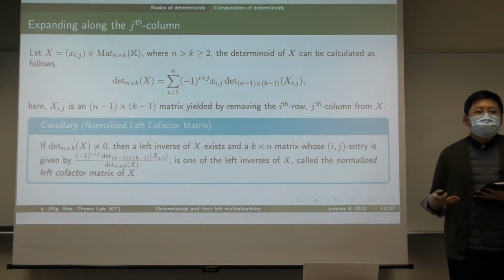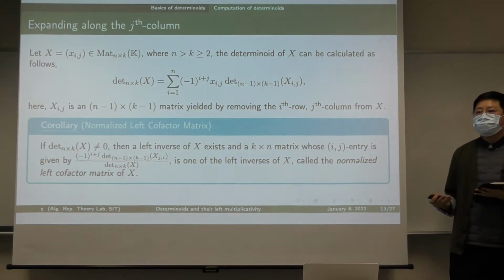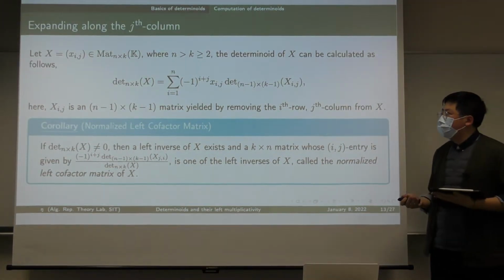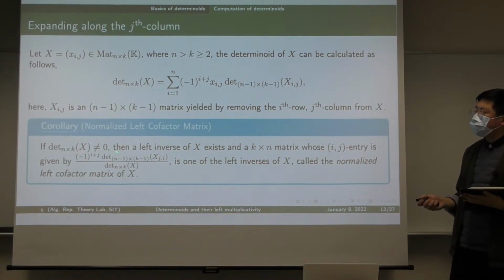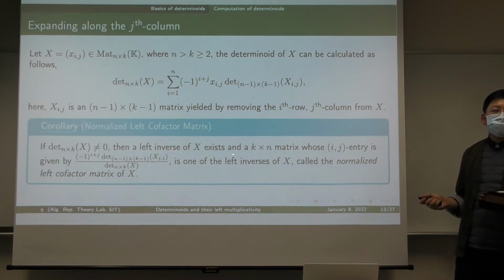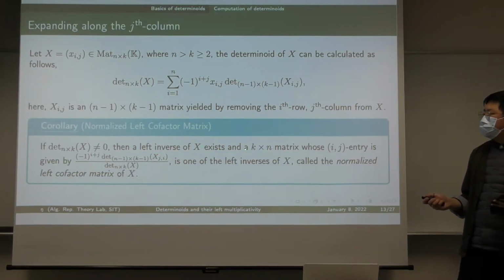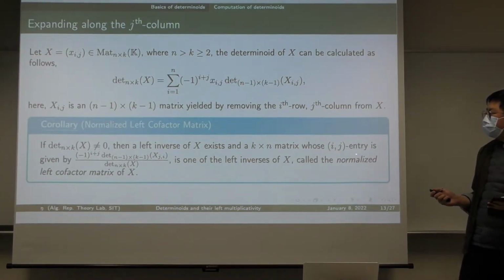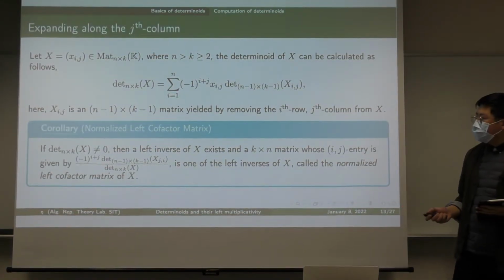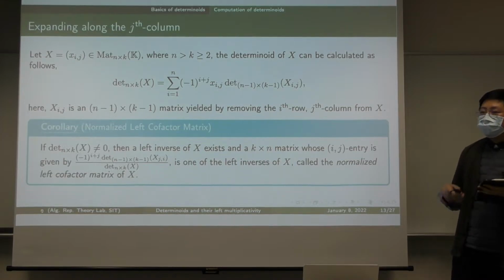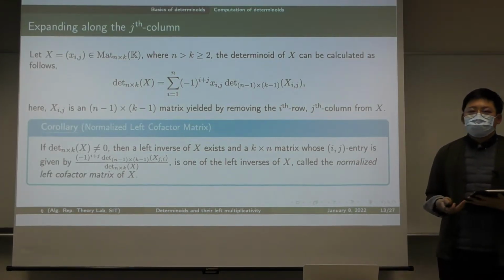And here I'm going to give a corollary of the normalized left cofactor matrix, as this is the usual way of how we compute the inverse of a square matrix. So if the determinoid of X is non-zero, then a left inverse of X exists. And the k by n matrix whose ij entries are given by this formula is one of the left inverses of X, called the normalized left cofactor matrix of X.